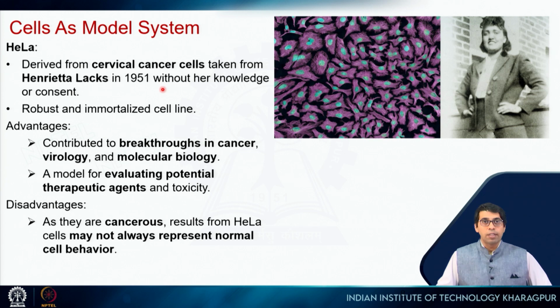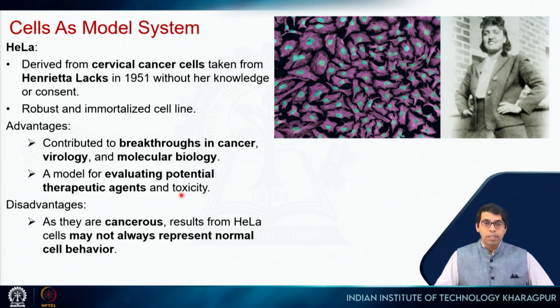However, it turns out that these cell lines are highly robust, and they are an immortalized cell line, so they can be used again and again and again. So HeLa cells have been used in many breakthrough research over the past 70 years. It has contributed to breakthroughs in cancer research, in virology, and in molecular biology. It is a model for evaluating potential therapeutic agents and toxicity.